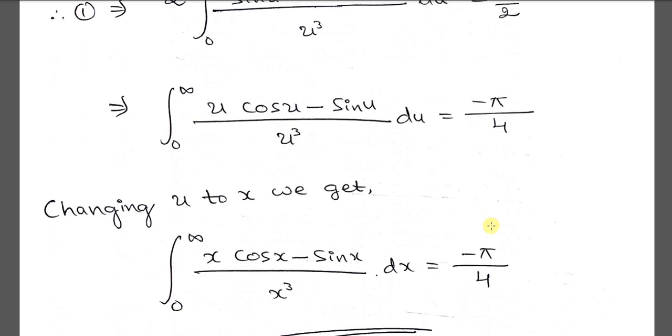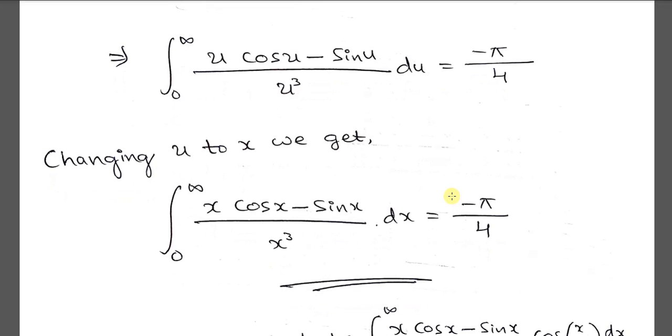Therefore when you change the variable from u to x, the final answer is integration 0 to infinity (x cos x minus sin x) by x cube into dx is minus pi by 4. So this is the value for the given problem. Now we have one more deduction, right?